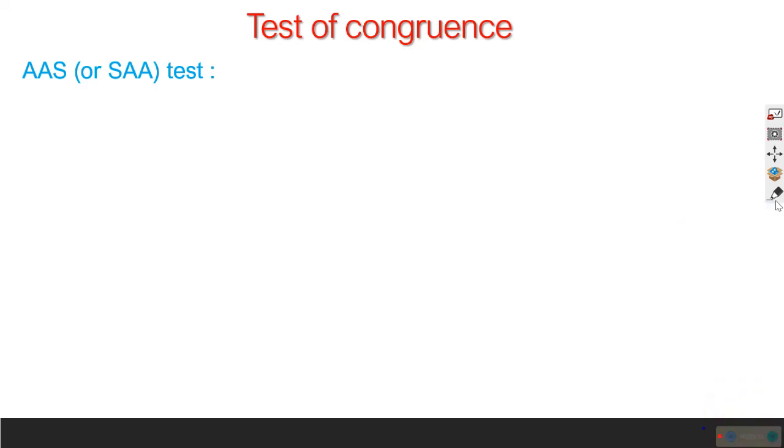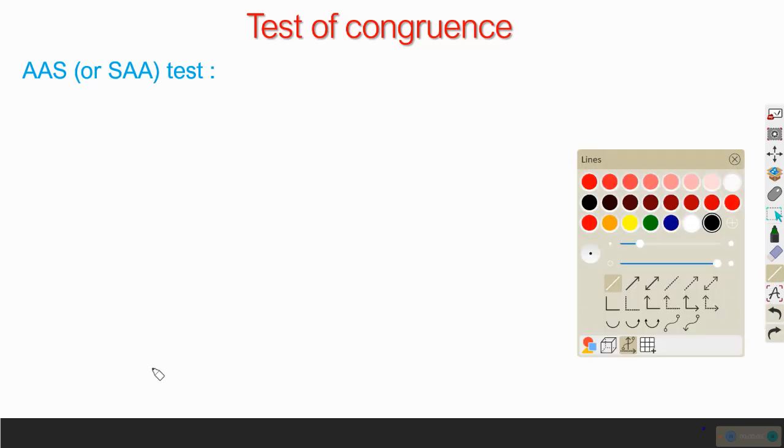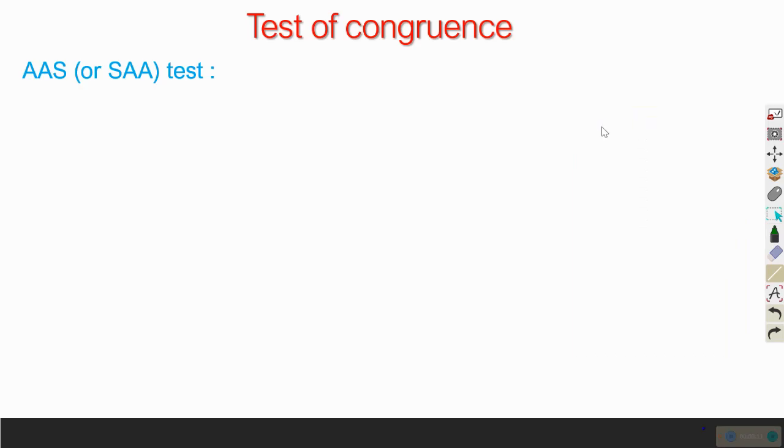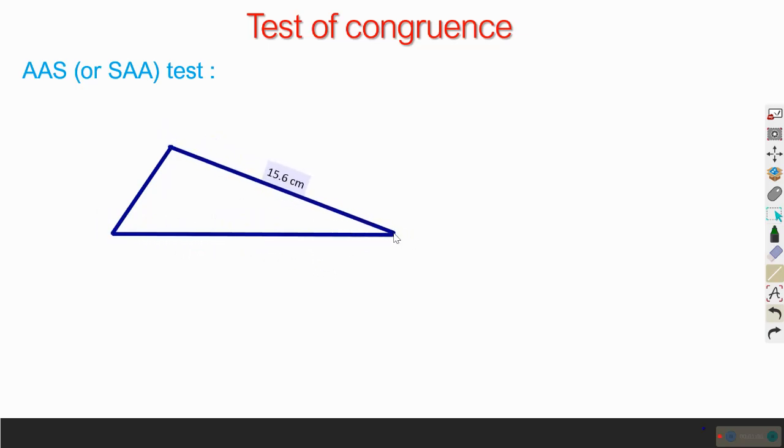We are moving to the next type of test of congruence, which is named as AAS test or SAA test. As the name indicates, angle, angle, side test. I am trying to draw a triangle to prove the AAS test. Naturally, let there be a triangle of my choice. Here is a triangle of my choice. And I am going to give you some suppositions here.